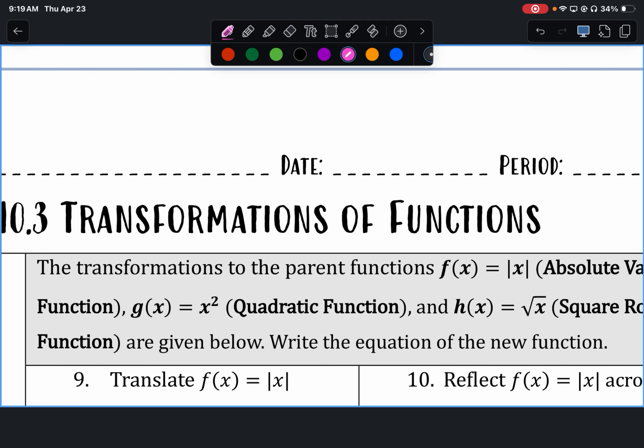Now, in Algebra 1, you don't talk about every single type of parent function. We just talk about some of them. But as we go through this and as you go through different math classes, these transformation rules stay the same, so we can use them pretty much whenever.